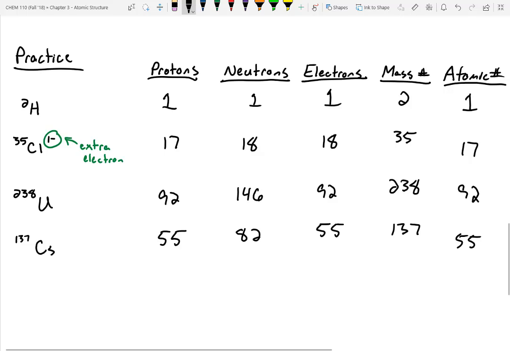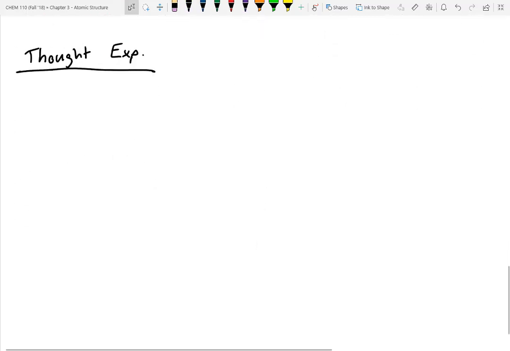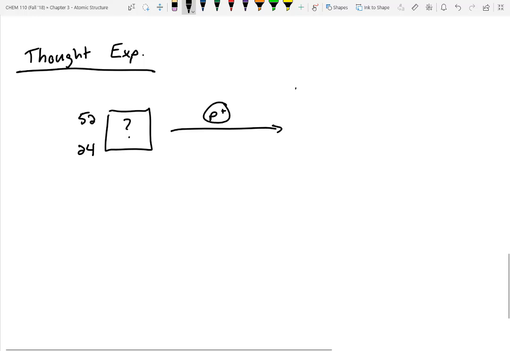All right, let's do a little thought experiment. Okay, and in this experiment, I'm going to say, all right, we've got some sort of element. We don't know what this symbol is. I want you to help me find that symbol. And then we're going to imagine what happens if you add in a proton. What does it become?